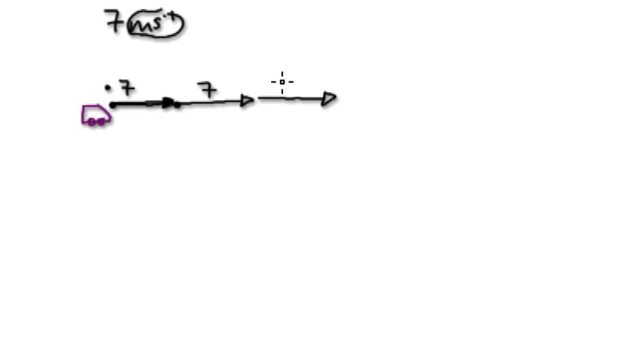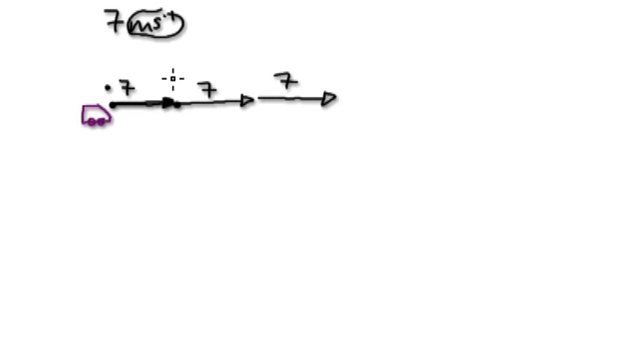What that means is every second he would have traveled 7 meters. So he's here at the moment. 1 second, he would have traveled 7 meters. And then the next second he would have traveled another 7 meters. So when he's going at a speed of 7 meters per second, what it means is every second he would have traveled 7 meters.